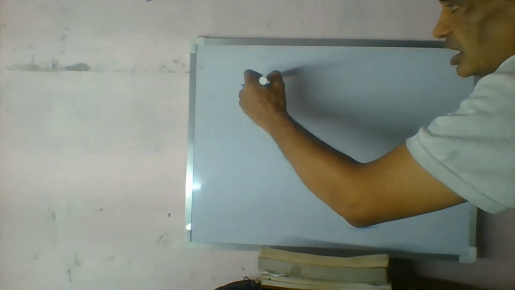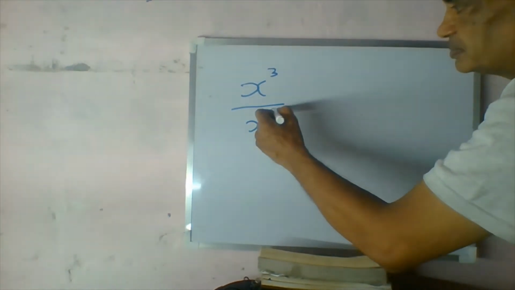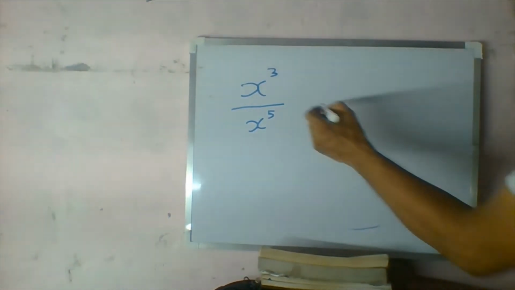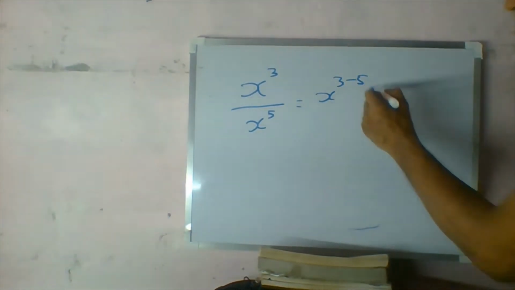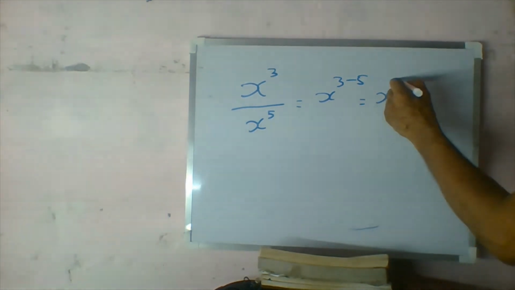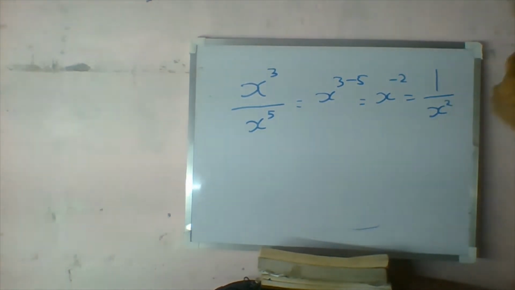So we can have a situation where, let us say, x raised to power 3 divided by x raised to power 5. In that case, what will happen? It will be x raised to power 3 minus 5, and in that case, it will be x raised to power minus 2. So the answer will be x raised to power minus 2. This is possible.